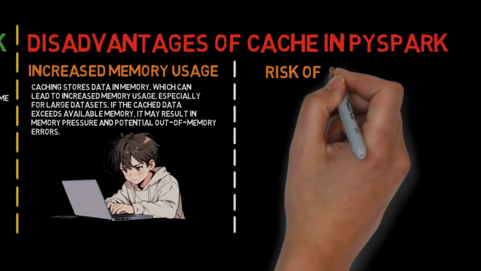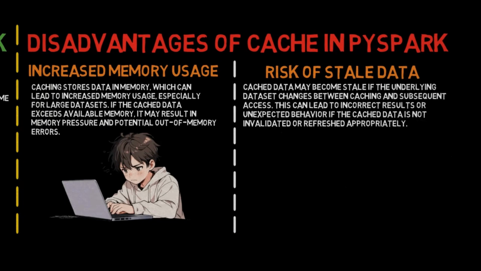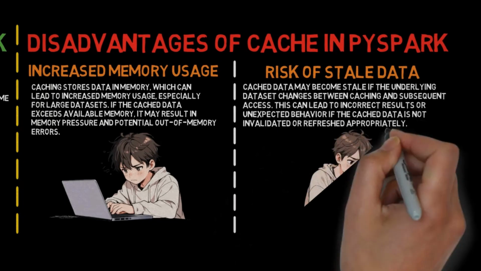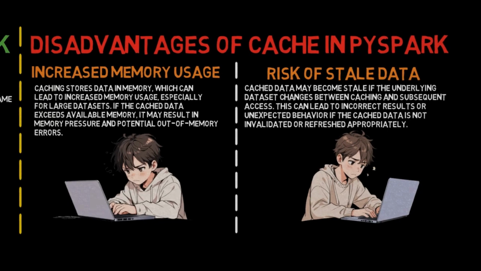Risk of stale data. Cached data may become stale if the underlying dataset changes between caching and subsequent access. This can lead to incorrect results or unexpected behavior if the cached data is not invalidated or refreshed appropriately.